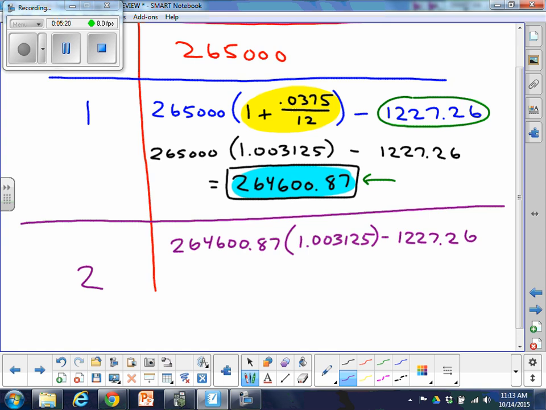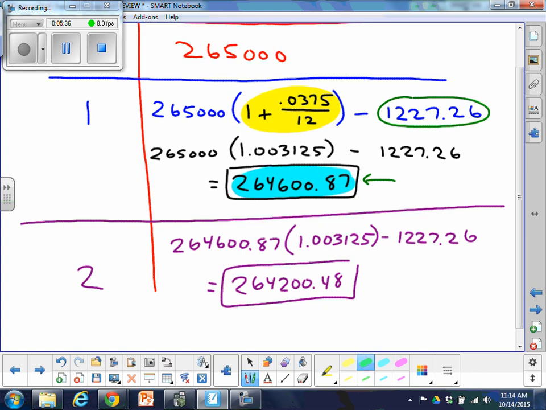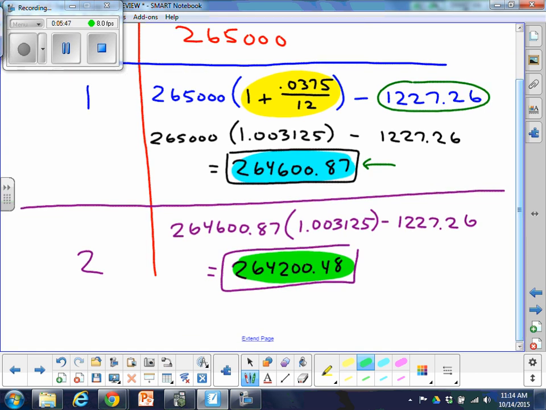Okay, and I'm getting around $264,200 and about 48 cents. Okay, so that's going to be our balance after month 2. So again, notice from month 1 to month 2, that number went down roughly $400 again. Okay, from the highlighted in blue to the highlighted in green was only a change of about $400. Because again, most of your payments at the beginning are going to interest.